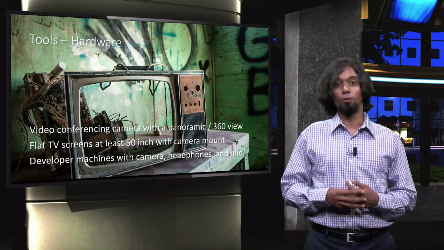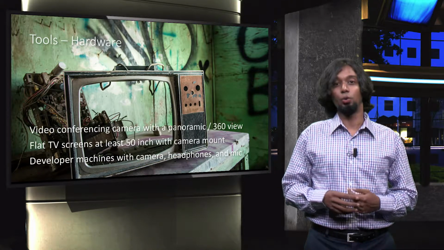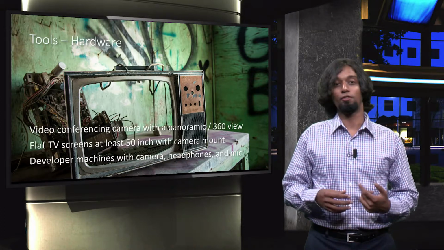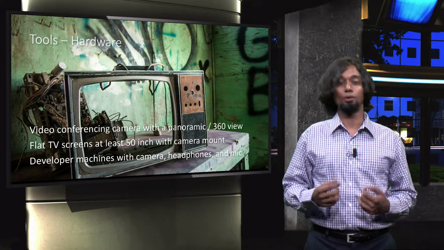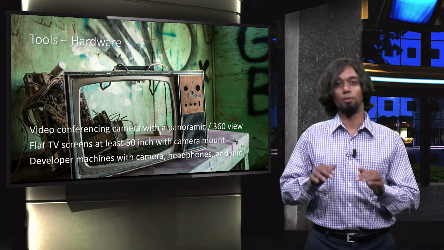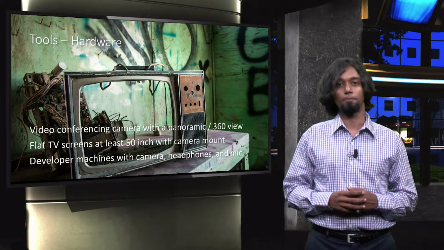A third tip would be to use developer machines with camera, headphones, and mic for quick video calls. And of course, they can use their headphones to have some quiet focus time when they're deep into the code, developing a particular feature. Okay, those are some of the tools that are used in distributed software development and the tools that are an integral part of a distributed software engineer's life.